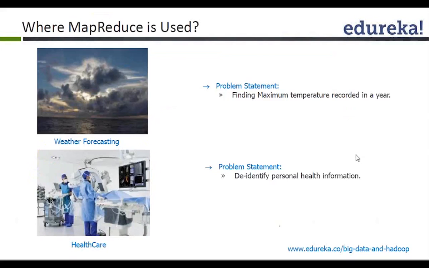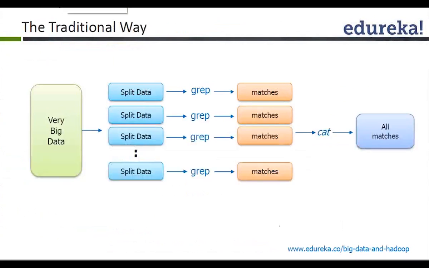So now let's get down to our MapReduce. Where is MapReduce used? Any kind of processing of data in your HDFS needs MapReduce. MapReduce can be used everywhere, but here we are just showing you some examples. It can be used in weather forecasting, where the maximum temperature recorded per year can be computed. It can be used to de-identify personal health information. We have some data sets for weather and for healthcare that you will have to download. So please go through all the assignments and the material in Module 3. This is the place where MapReduce is going to be used.